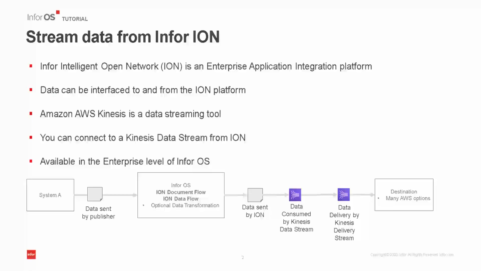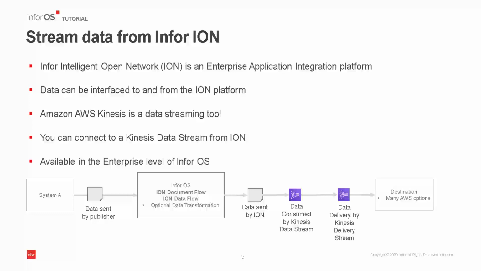Infor ION, otherwise known as Infor's Intelligent Open Network, is an enterprise application integration platform. It is made to interface data to and from itself, from other systems. Amazon AWS Kinesis is a data streaming tool. You can connect to a Kinesis data stream from ION.